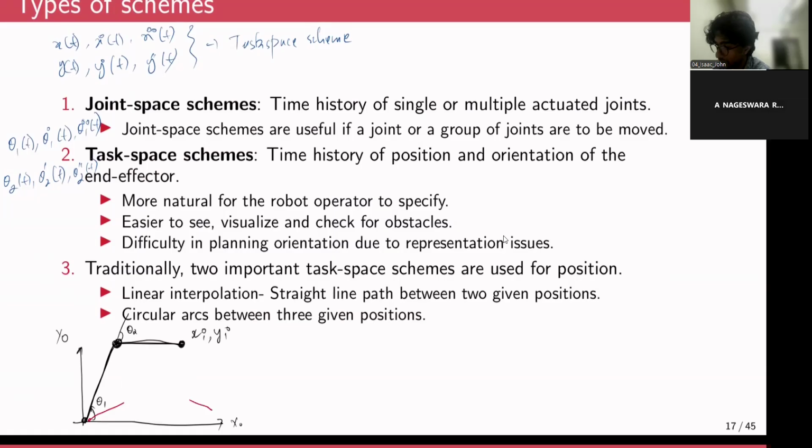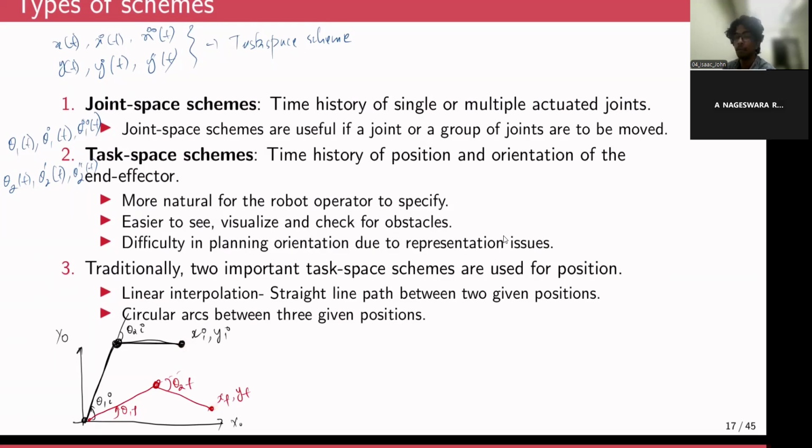So the joint variables, I label as theta 1i and theta 2i for initial. And the final coordinates would be theta 1f and theta 2f. And your final position would be xf and yf. So you want your robotic manipulator to move from xi, yi to xf, yf.